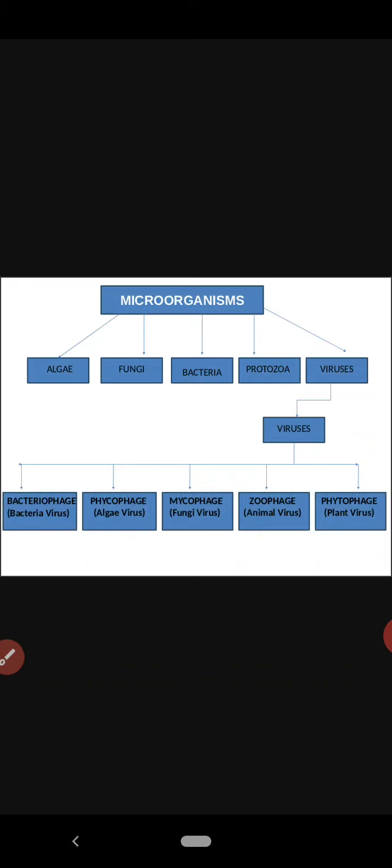Phycophage, phyco means algae. Mycophage, myco means fungi. Zoophage, animal. Phytophage, plant. Virus. So organisms, 5 different types of organisms. Virus, 5 different types. Algae and fungi. Let us see what is algae and what is fungi.